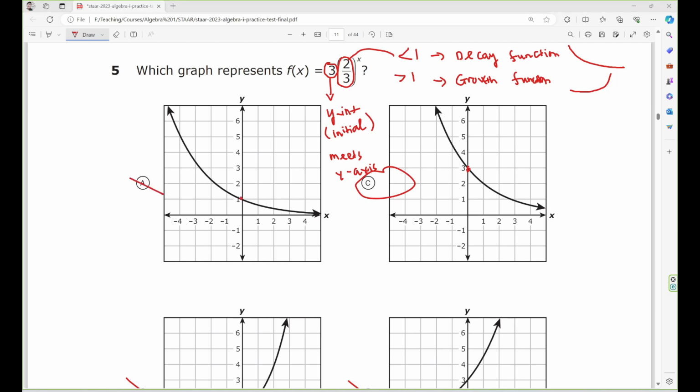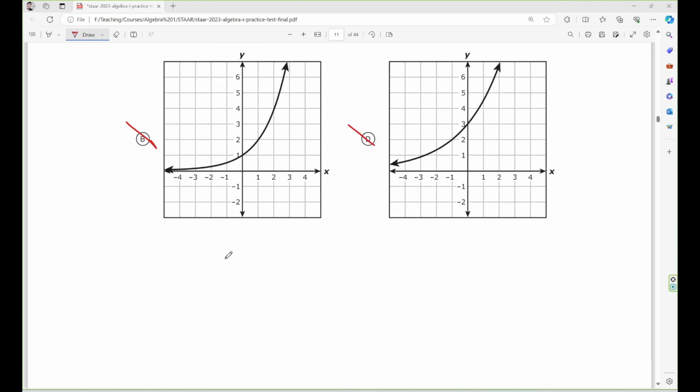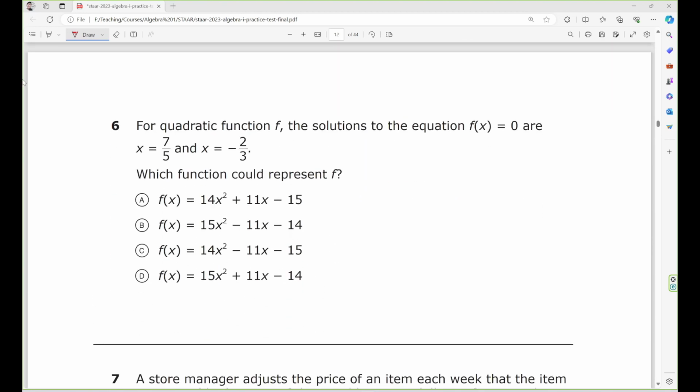Alright, you can use a calculator to check your work. You hit y equal, 3 times 2/3 to the s, you hit graph, and it's gonna be 3 right here, 1, 2, 3 right here, and just go down from left. Alright, let's move on to number 6.